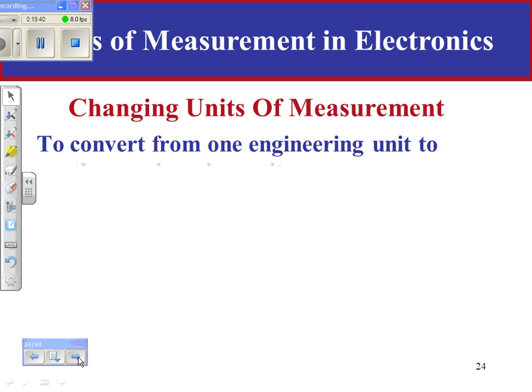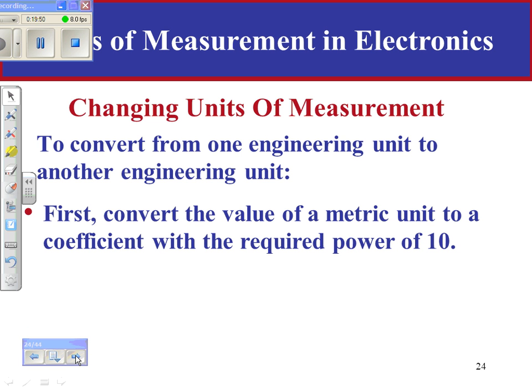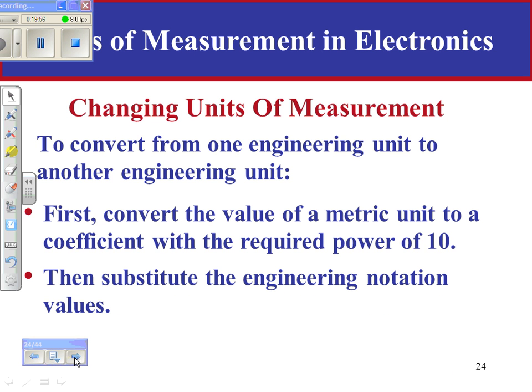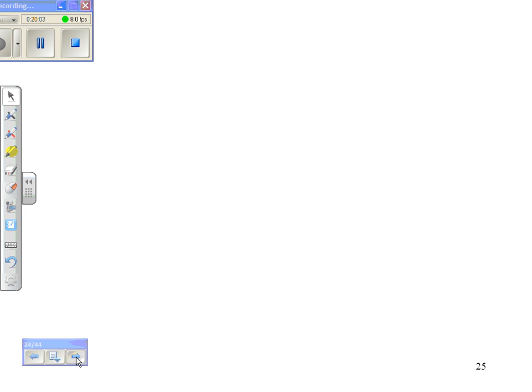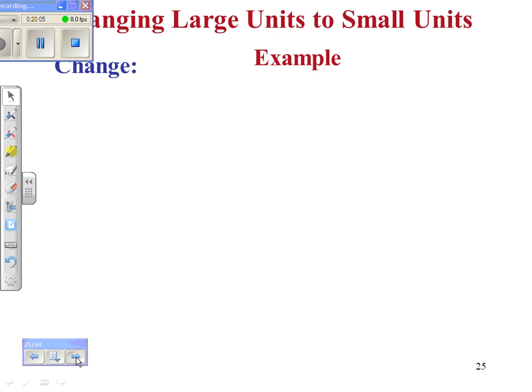Changing units of measurement. I used to have a whole long thing where I'd give you furlongs and tell you that a furlong is 6 feet, and give you a number of feet and ask, how many furlongs is it? First, convert the value of the metric unit to a coefficient with a required power of 10. In other words, if you use a power of 10, it's going to make it easier to analyze almost anything. Substitute the engineering notation values whenever possible. Changing large units to small units. Let's have an example of that.